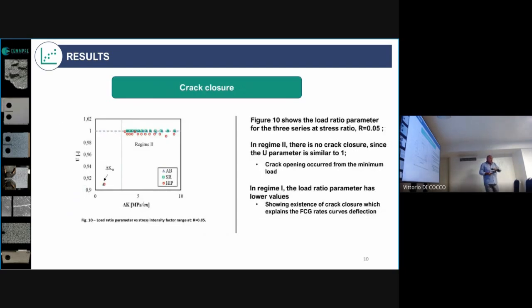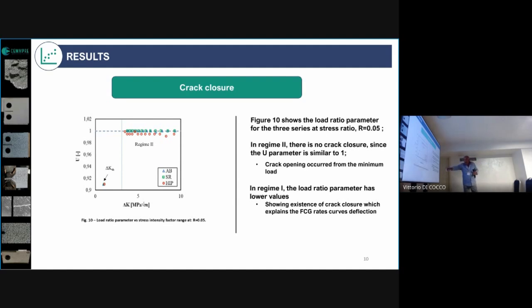Here we can see the crack closure, the load ratio parameter against delta K, and there are two regimes. This is regime 2 of crack propagation and the threshold regime. Of course, here we have an influence of crack closure because we have low loads, but in regime 2, we don't have crack closure because we have a level of 1. So we can say that in that case, the crack is opening from the minimum load. We don't have crack closure.